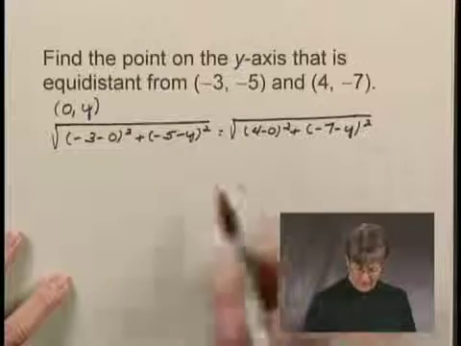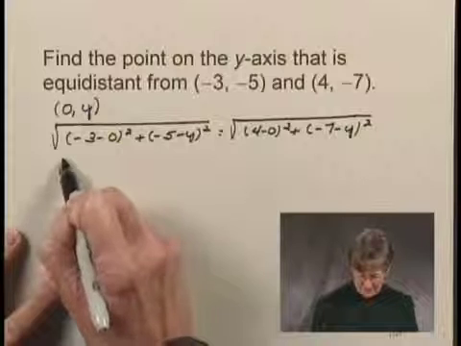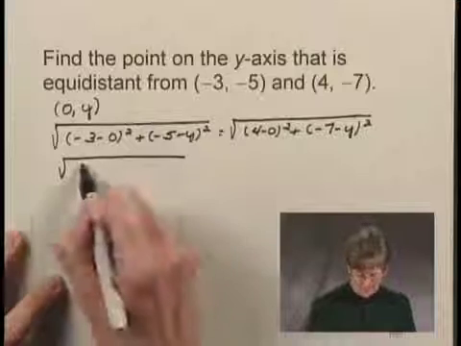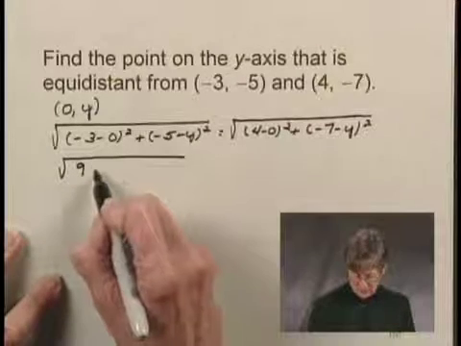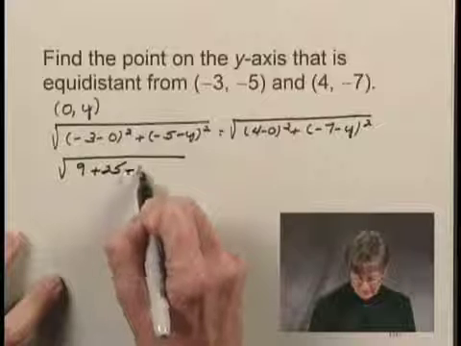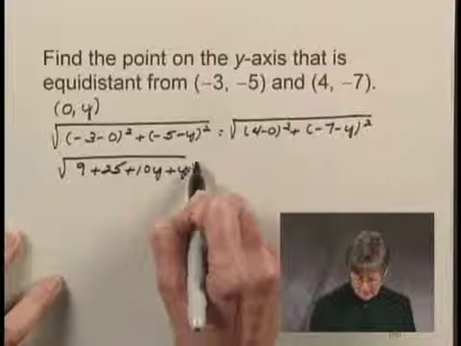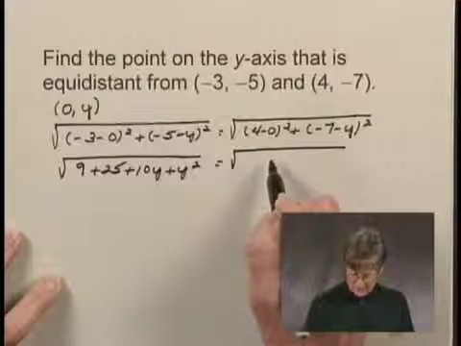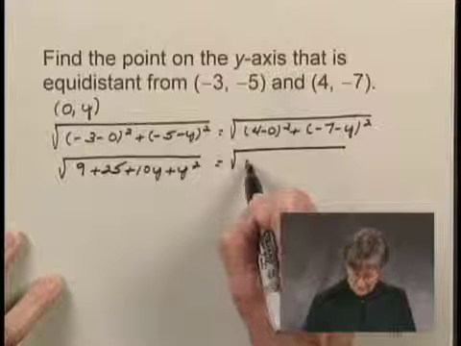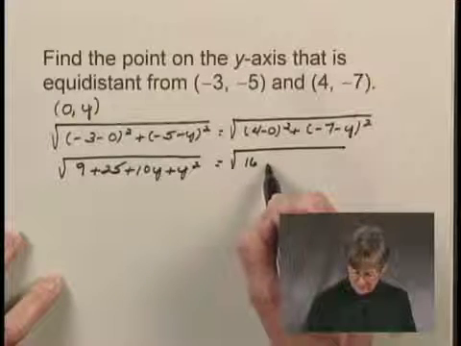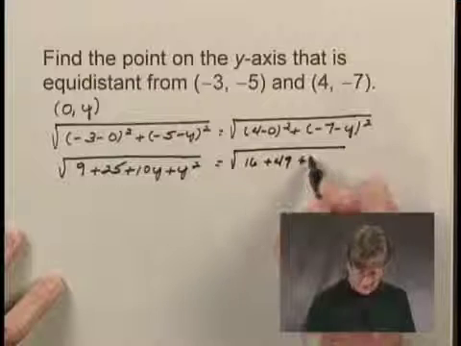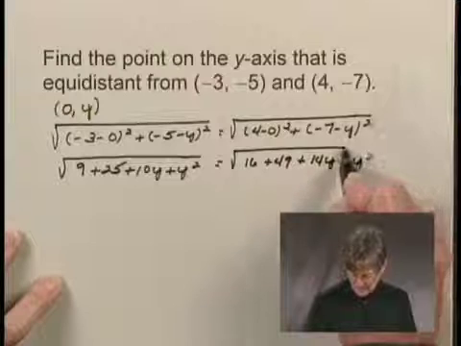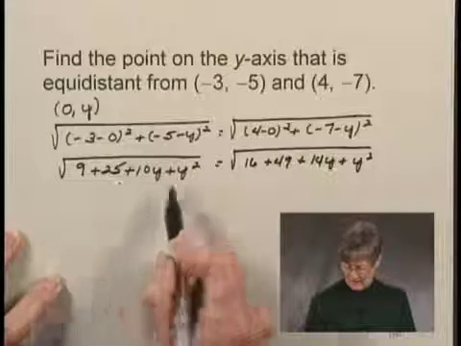Now let's simplify under these 2 radical signs. -3 minus 0 is -3, and when I square it I get 9. Squaring this binomial I get 25 plus 10y plus y squared. And on the right-hand side under the radical I have 4 squared, or 16, and squaring this binomial I get plus 49 plus 14y plus y squared.